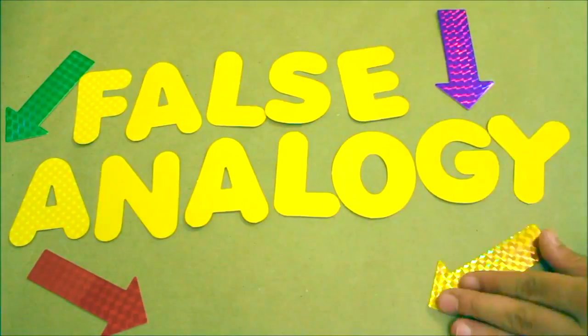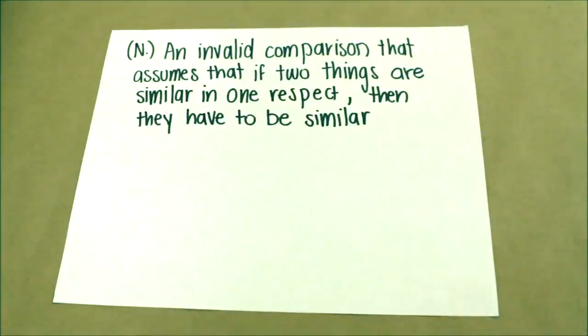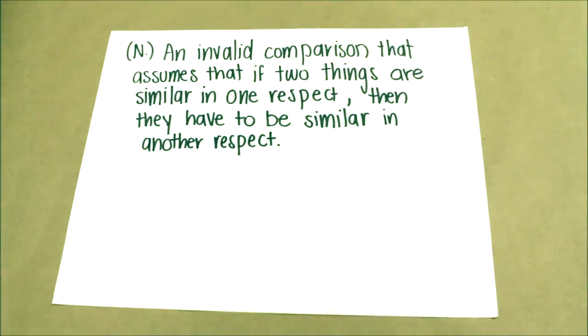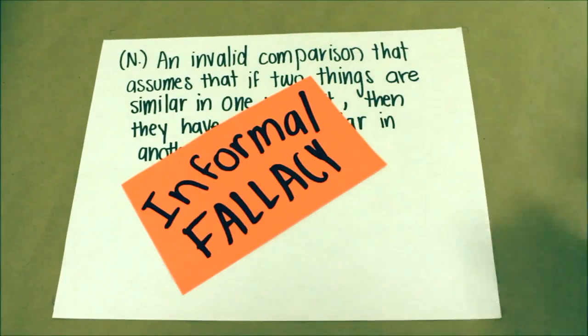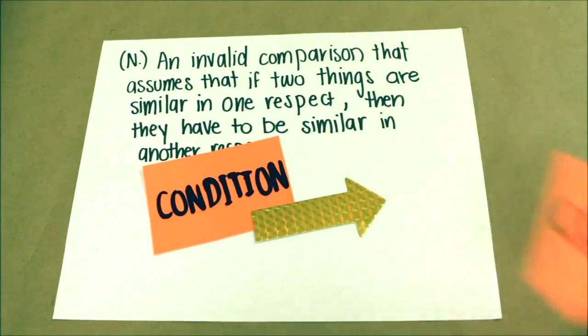To start off, the definition of a false analogy is an invalid comparison that assumes that if two things are similar in one respect, then they have to be similar in another respect. This is an interesting way of creating an argument and falls into the category of an informal fallacy, which is an argument whose conditions do not support its conclusion.